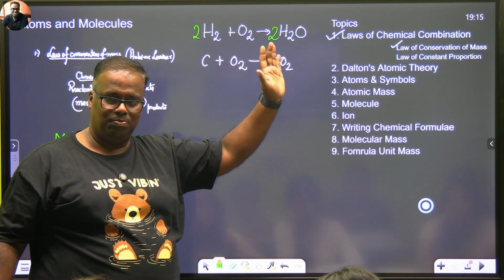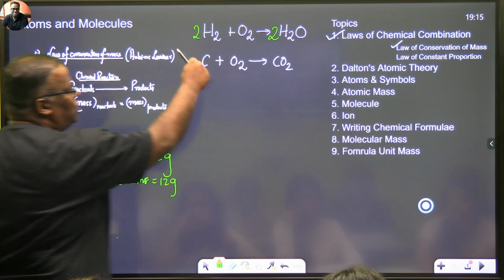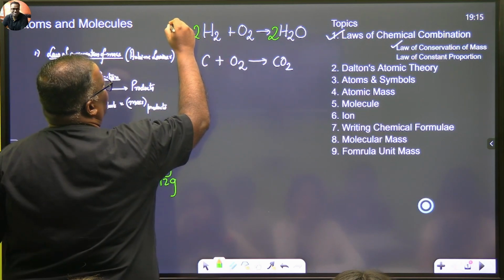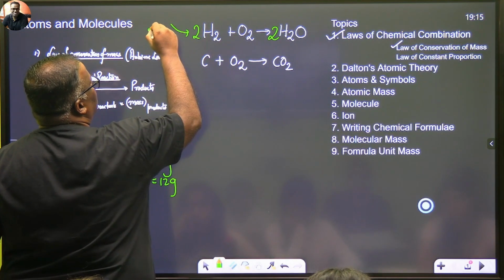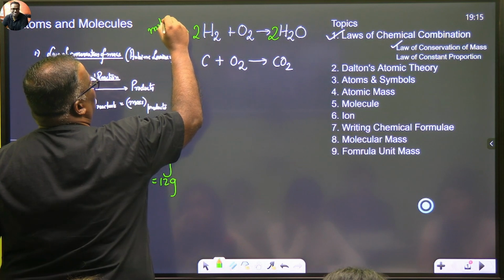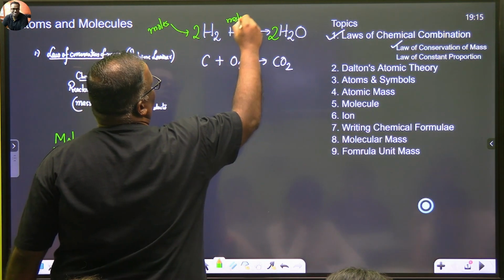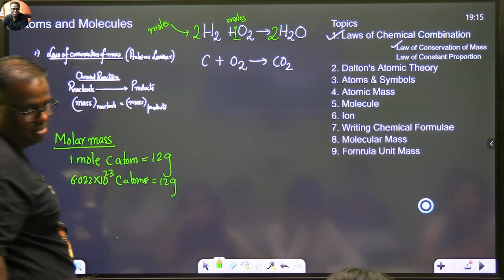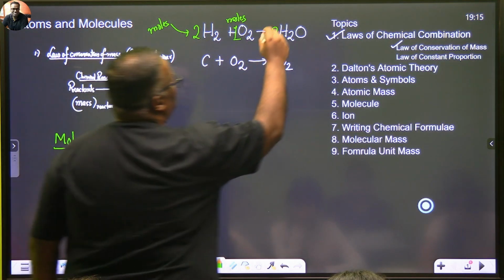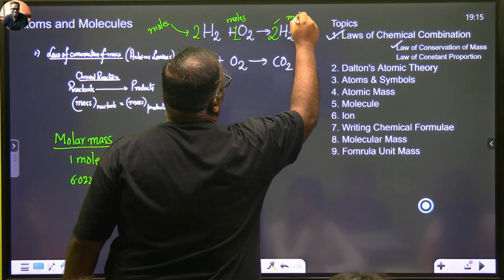Have you understood? Now, whatever coefficients we write here, in the real world, this will be called moles. Do you have any coefficient out here? No. That means 1 is standing here. And this is how much? Now, how do we read this reaction?